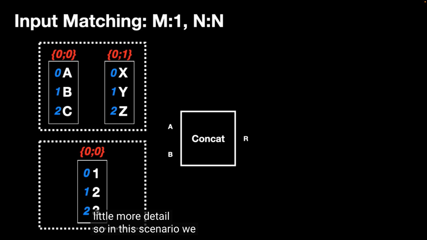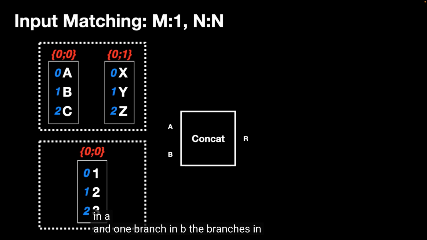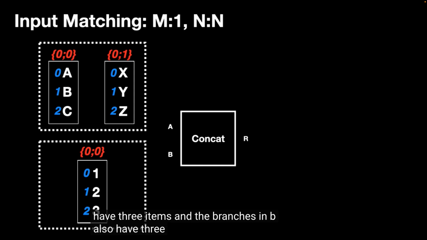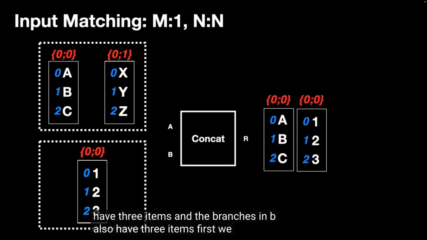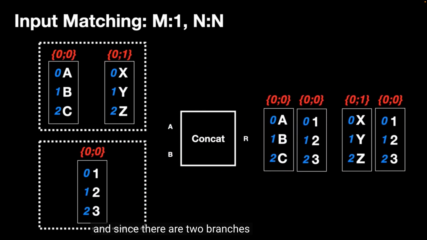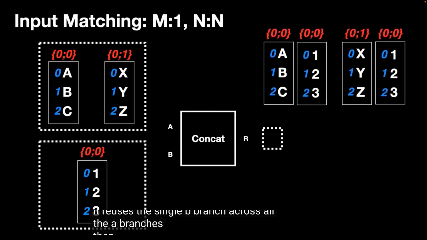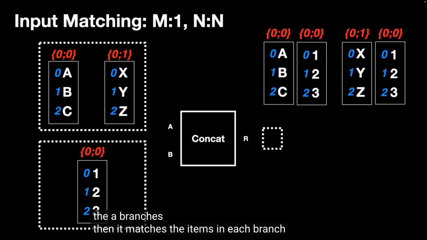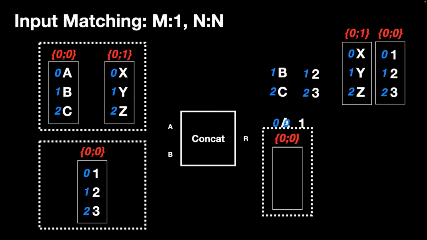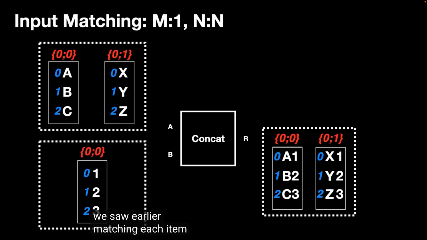So in this scenario, we have 2 branches in A and 1 branch in B. The branches in A have 3 items, and the branches in B also have 3 items. First, we match the branches. And since there are 2 branches in A but 1 in B, it reuses the single B branch across all the A branches. Then, it matches the items in each branch pair. This uses the same logic as the examples we saw earlier, matching each item by index.